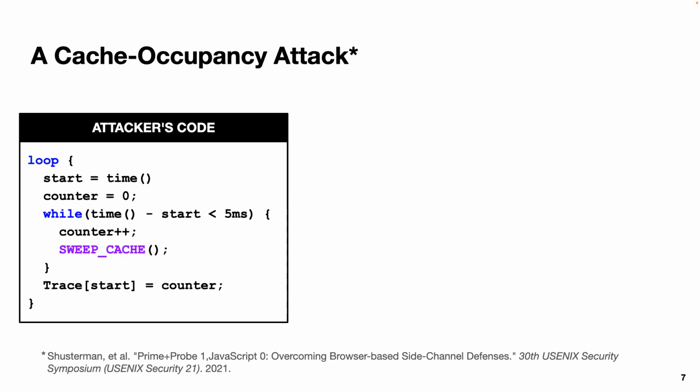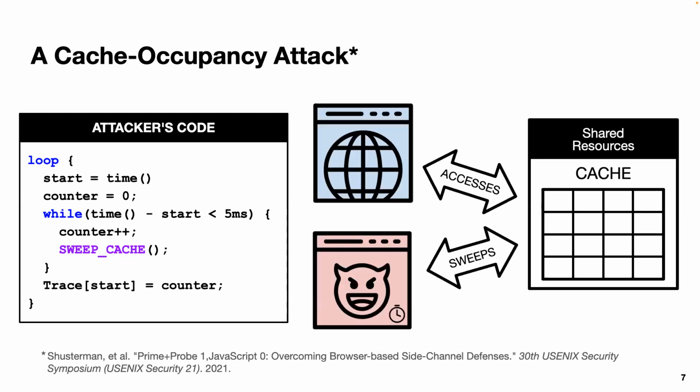At a high level, what this code is doing is counting the number of times the attacker is able to sweep the entire cache every 5 milliseconds. That's why we call this attack the sweep counting attack. Given this code, it's easy to assume that the side channel exploited in this attack is the cache. The intuition is that the victim puts elements in the cache, and that impacts the timing of the cache sweep the attacker performs again and again.